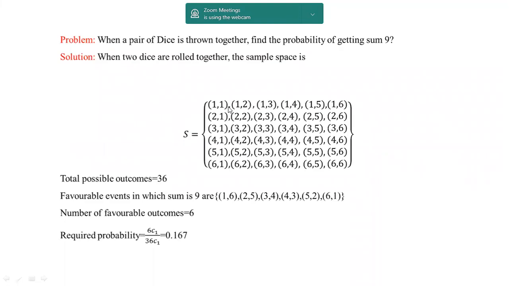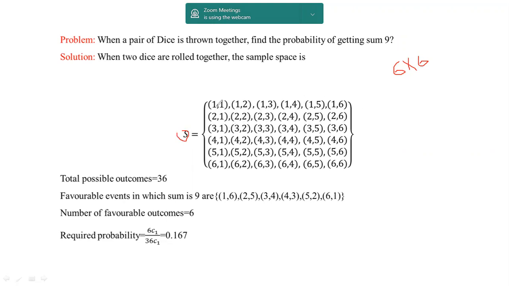The next example: when a pair of dice is thrown together, find the probability of getting sum is 9. When a pair of dice is rolled, each die has 6 faces. We are rolling two dice, so a total of 36 combinations are there. This is the sample space or outcome space with 36 combinations.